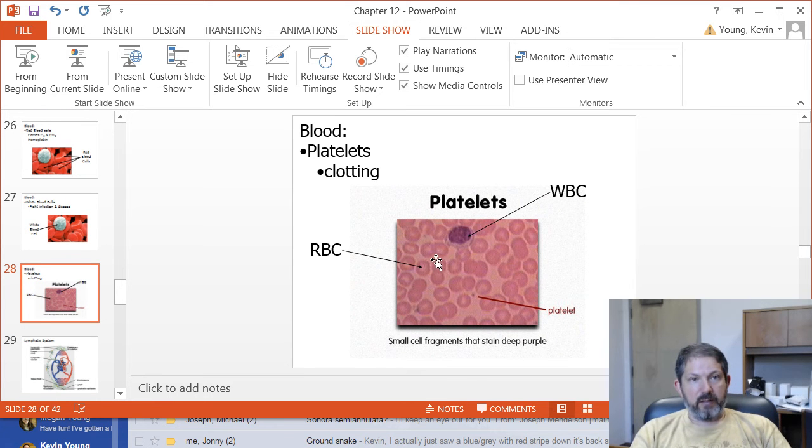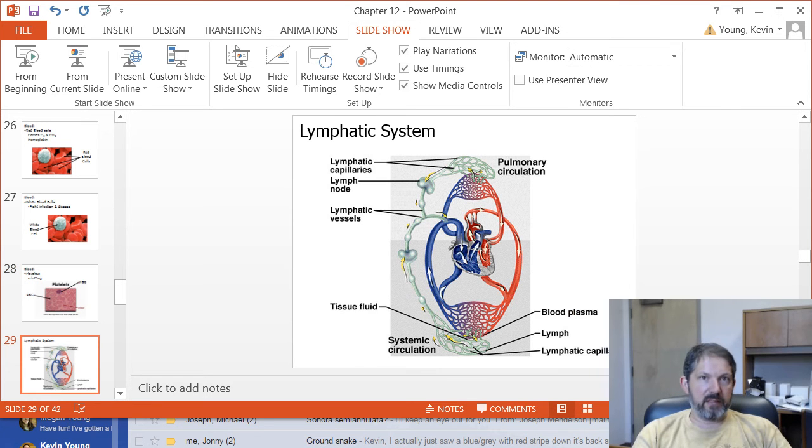Okay, platelets are just little broken up fragments that are going to help in blood clotting, along with that fibrinogen, that dissolved protein. Blood clotting is actually a fairly complex process. We're not going to go into it, but platelets are part of the blood clotting. Lymphatic system is involved in immunity.